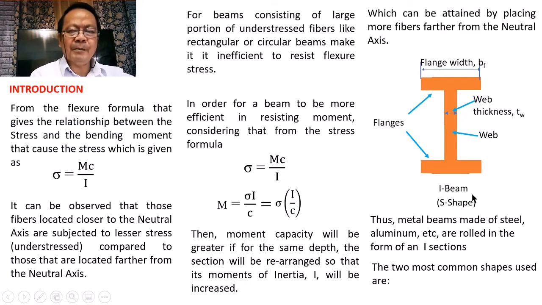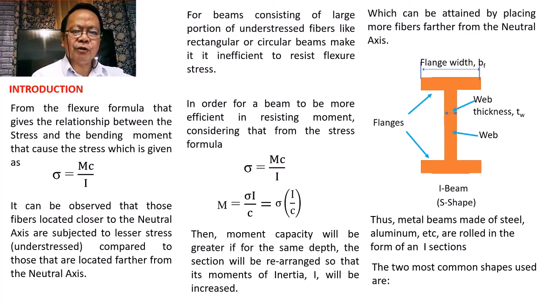So, why is it called an I-beam? Because the width of its flanges is now a bit smaller and it actually looks like the letter I. That is why it is called an I-beam. So, in other words, they are called S-shape. Right? And they are most common in the industry.